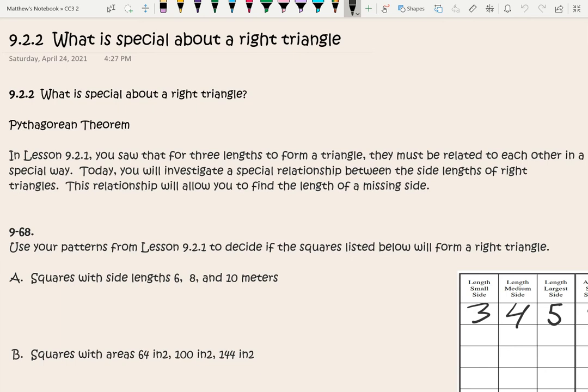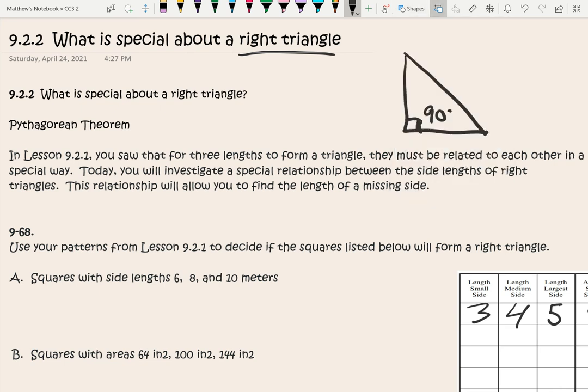All right, everybody. So now we're looking at 9.2.2. What is special about a right triangle? Now, remember, when we're talking about right triangles, that is a triangle that has a right angle in it. All right. So here we've got our 90 degree, our right angle. And so those are the types of triangles that we're going to be looking at.